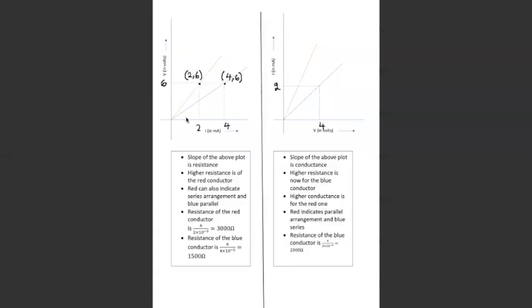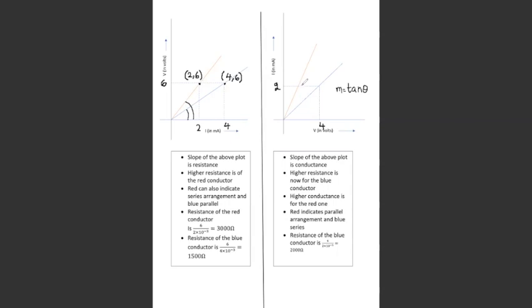As you can see here, for the conductor shown in blue, this is the angle of inclination. And for the conductor shown in red, that's the angle of inclination. The second angle of inclination is more, and we know that slope is tan of the angle of inclination. So if the angle of inclination is more, the slope will also be more. That means the slope of the line shown in red, or the conductor shown in red, is more.